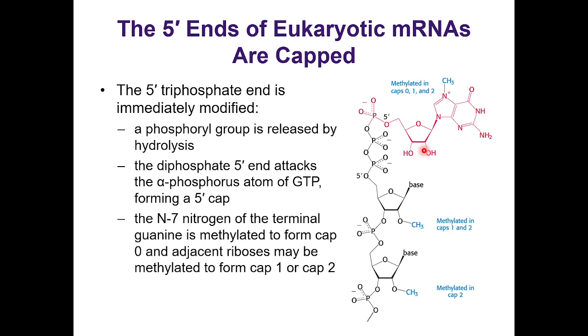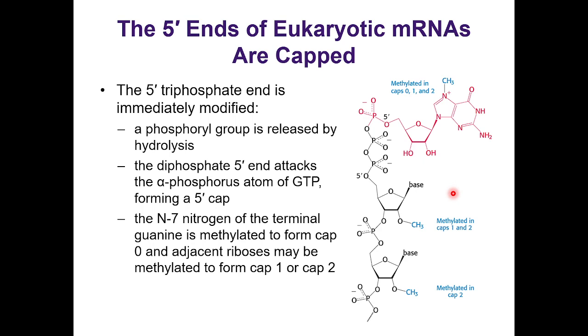The 5' ends of the eukaryotic mRNAs, again, are going to be capped. This is that same cap we've been talking about that's going to feed into our ribosome. The 5' triphosphate end is going to be immediately modified. So we have a phosphoryl group that's going to be released by hydrolysis. The diphosphate 5' end is going to attack an alpha phosphorus atom of GTP. This will form our 5' cap.